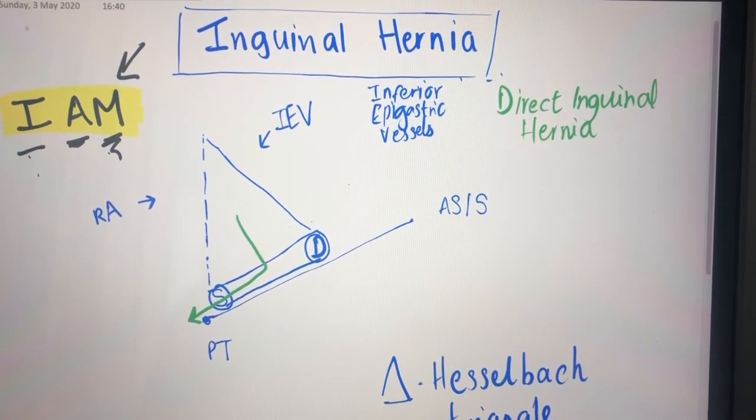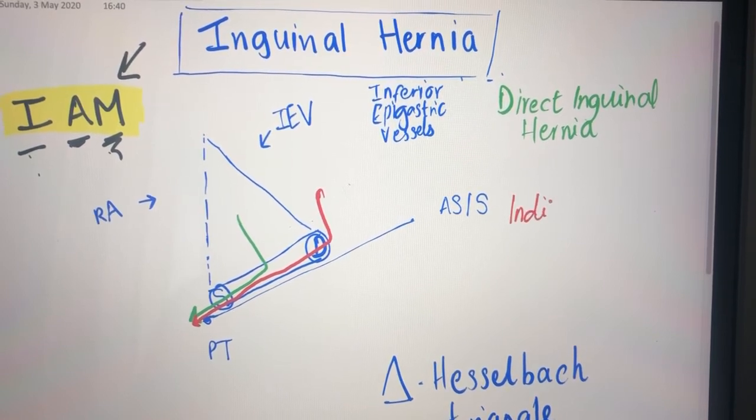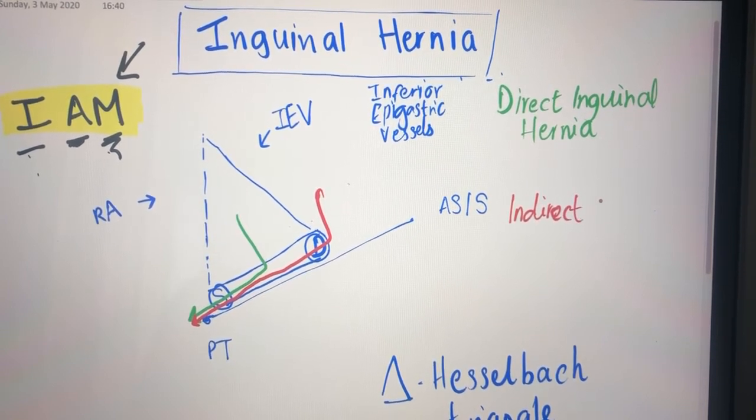Okay, and what about this one? There's another type, is when the contents would come down from here, go first through the deep inguinal ring, go through the inguinal canal, and then go through the superficial inguinal ring. Okay, and this hernia is known as your indirect inguinal hernia. Okay, so you have your two types.